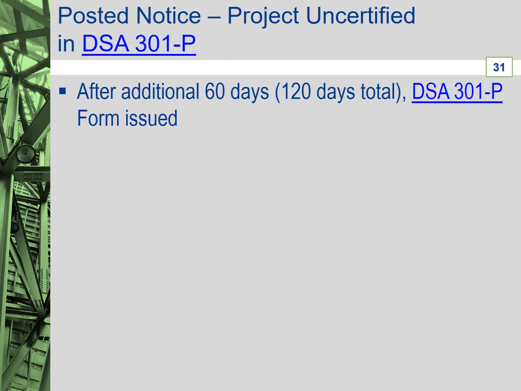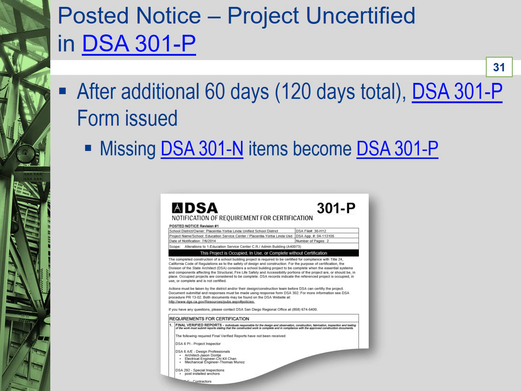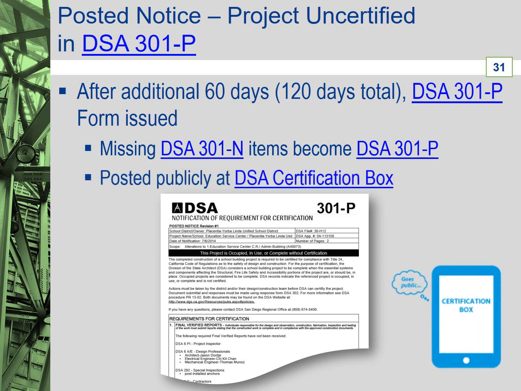Any documents verified still missing after another 60 days, which is 120 days total since occupancy, use, or ready for occupancy or use, will be identified by DSA with Form DSA 301-P, Notification of Requirement for Certification. The project is considered uncertified at this time, and DSA will post this form at DSA Certification Box, where school districts, parent-teacher associations, newspaper reporters, and any member of the general public will have access to this information.